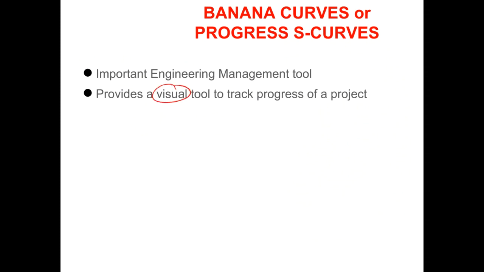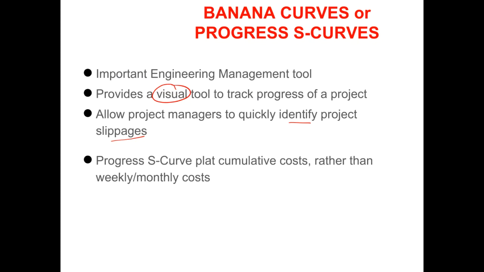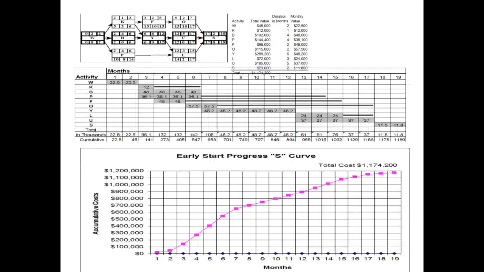One reason why it is so popular is that, like bar charts or Gantt charts, it's a visual presentation of the progress of a project. It allows project managers to quickly identify project slippages. So it helps us see two extreme situations based on the early and the late timings, and any slippages could be identified. Progress S curves plot cumulative costs rather than weekly or monthly costs. So we will see how these S curves are drawn.